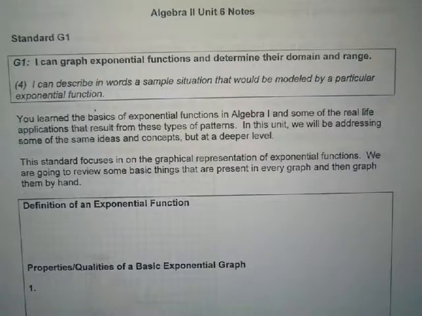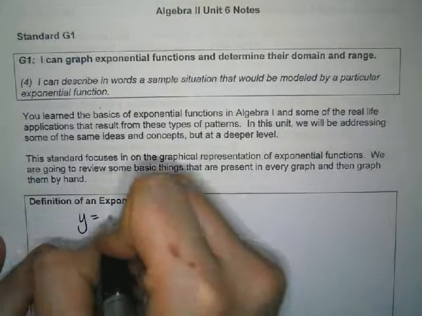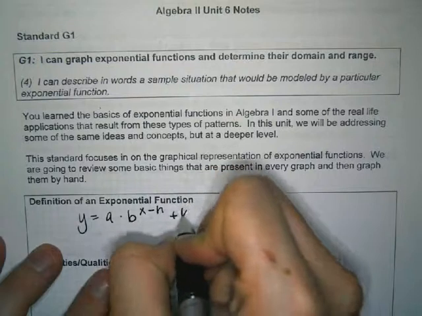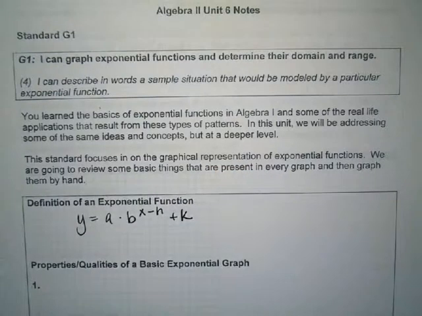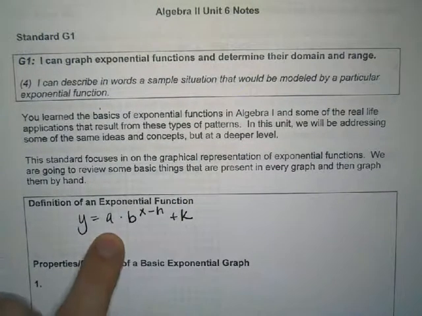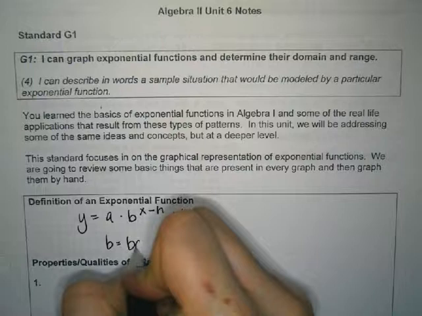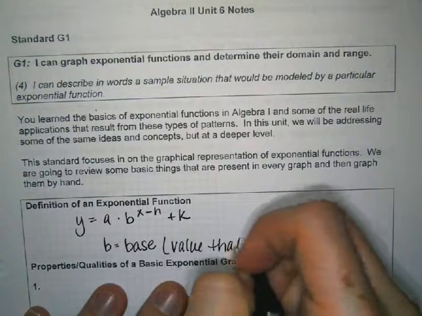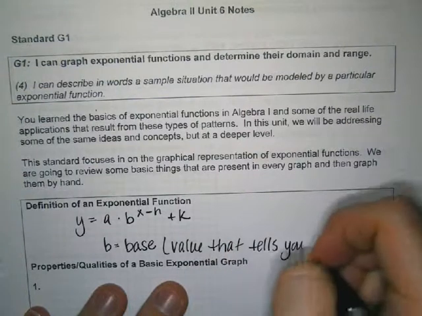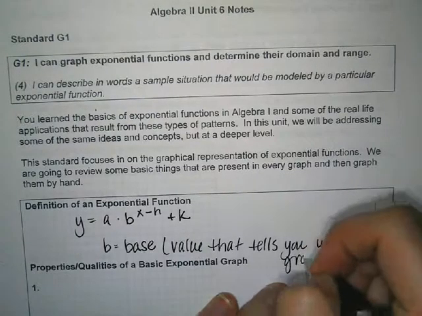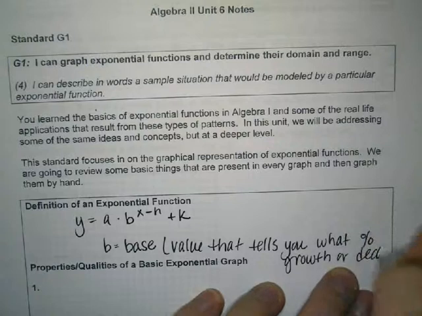Definition of an exponential function. The general form looks like this, where A affects how steep your graph is or how shallow your graph is. B is your base. This is the value that tells you what percentage growth or decay you have.